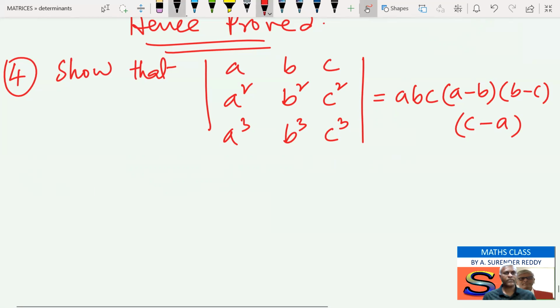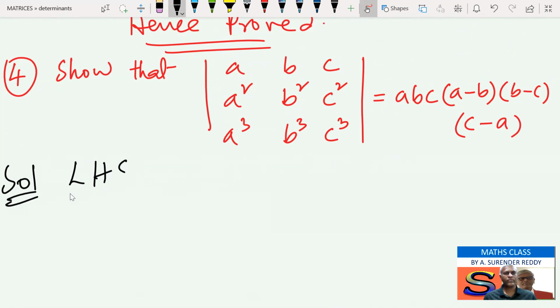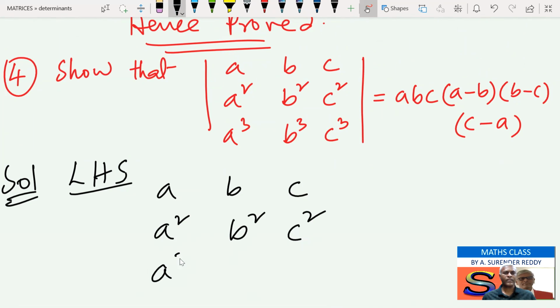Now let us prove it. Taking the left hand side, LHS: the determinant with rows a, b, c; a square, b square, c square; a cube, b cube, c cube. Taking this one.